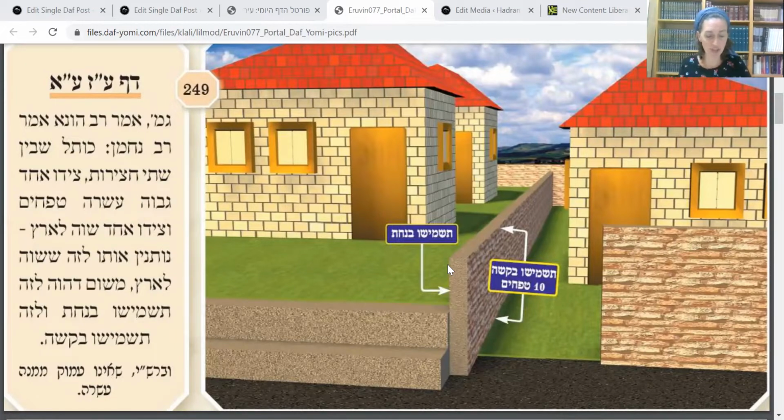Notnim oto lezeh sheshaveh la'aretz, mishum dahave lezeh tashmisho b'nachat u'lezeh tashmisho b'kasheh. In this case, who gets access to carry onto this wall? The one who has much easier access, the one who the wall is short for, right? The wall is very low. It's much more accessible for that person. And therefore they get to use the wall and the other side doesn't at all.